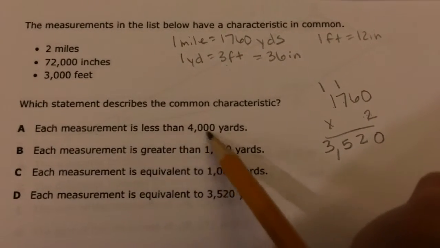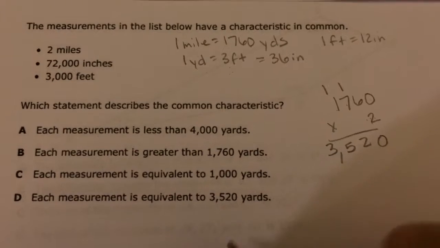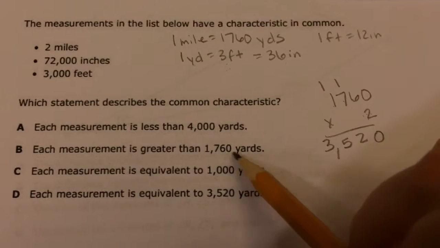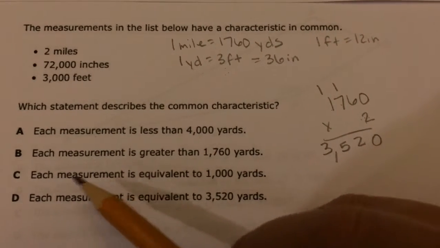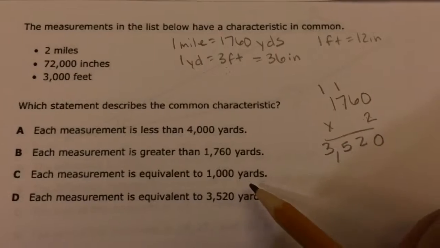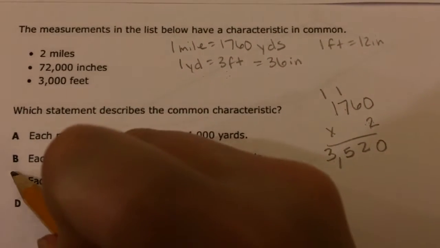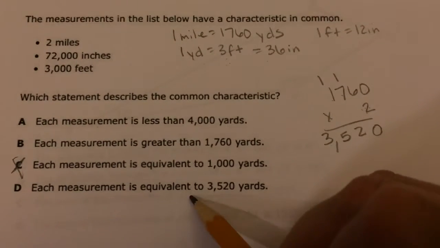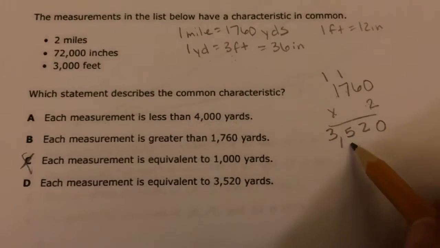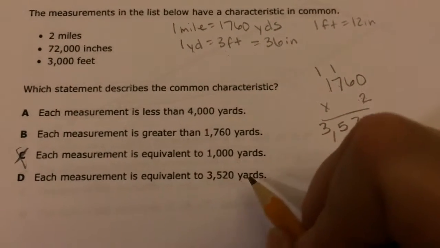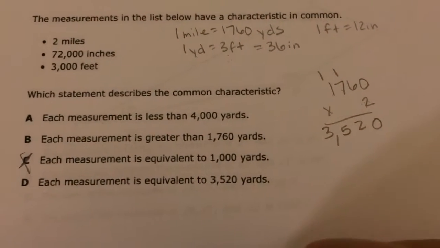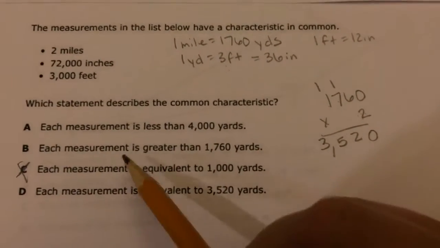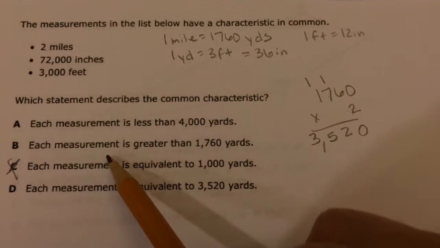Each measurement is less than 4,000 yards. Well, yeah, this is less than 4,000 yards, okay? Each measurement is greater than 1,760 yards. Yep, got that one too. C, each measurement is equivalent to 1,000 yards. It's not equivalent to 1,000 yards, so I'm going to check that one off. And D, each measurement is equivalent to 3,520 yards. Well, actually mine is equivalent to 3,520 yards. All right, so that only got rid of one answer choice, but at least it got rid of one answer choice. So now I need to think.